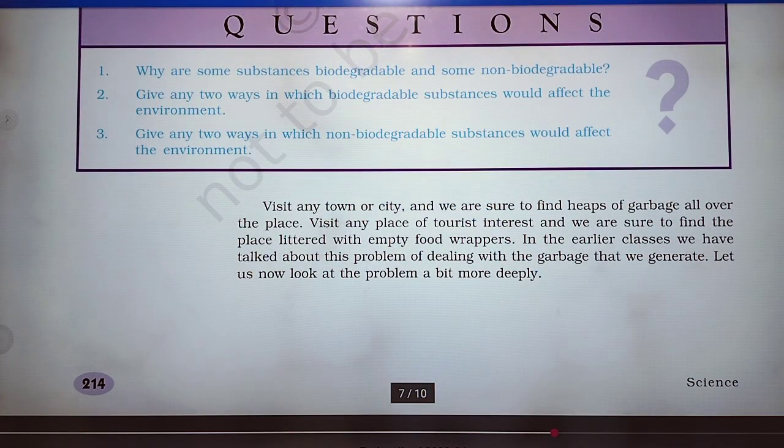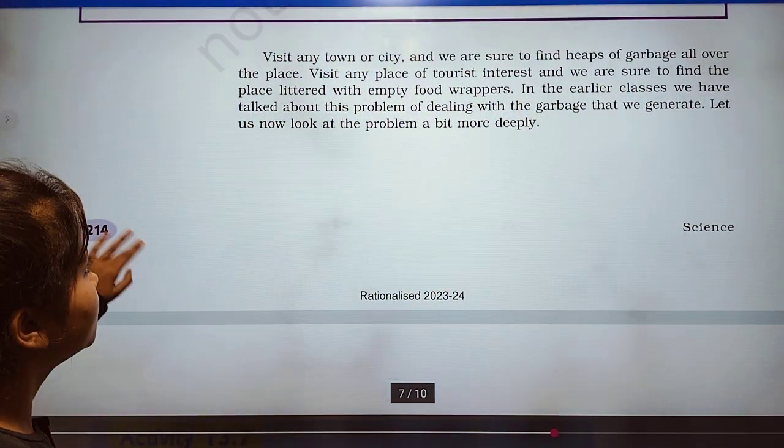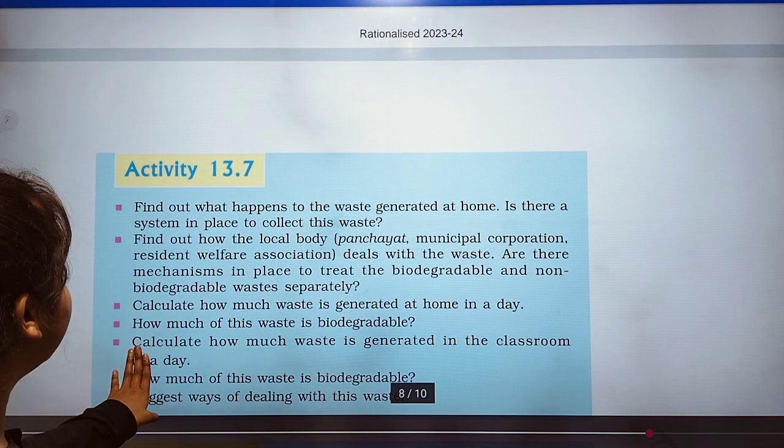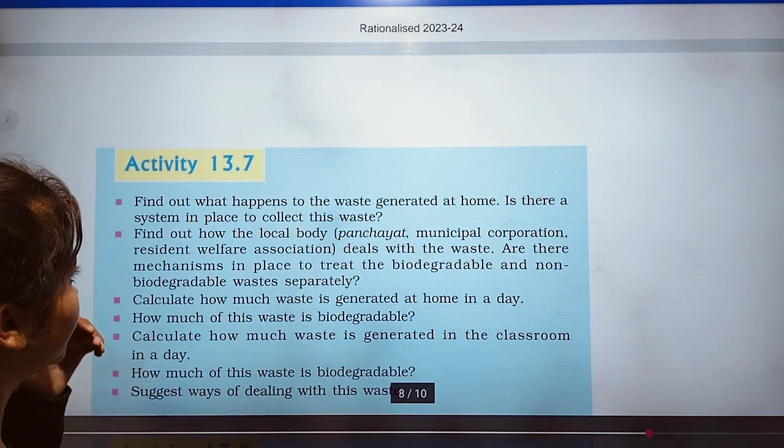Yes, when you visit any town or city, or we can say a tourist place, you have seen heaps of garbage, and even in a tourist place you have seen wrappers, food wrappers, empty food wrappers. Now here is again an activity. Find out what happened.